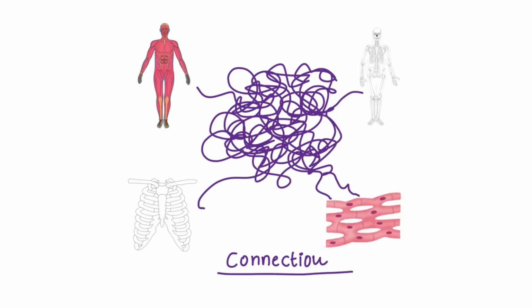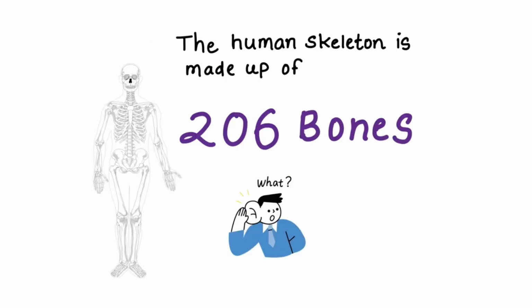Okay, so without wasting our time, let's get started with our first topic, which is the human skeleton. We are going to quickly revise the anatomy of the human skeleton. There are a total of 206 bones in the human body.